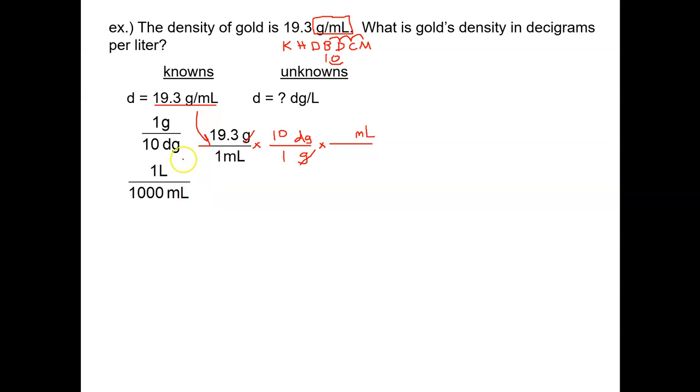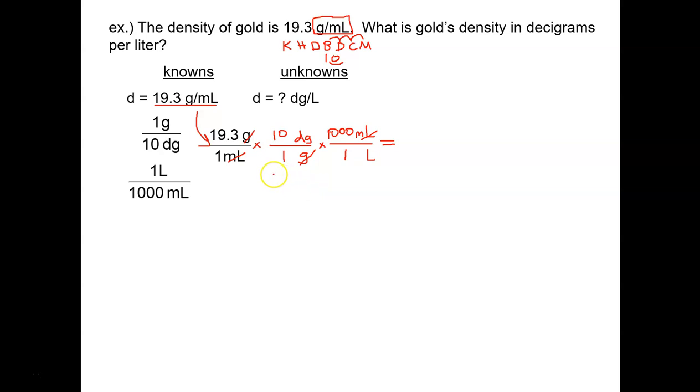What can I change milliliters into? Well, I already figured it out. I need to change it into liters. And notice I wanted liters on the bottom. It's going to end up being on the bottom. So milliliters is going to cancel. How many milliliters in a liter? We already figured this out earlier. It's 1,000 milliliters in a liter. All right, let's look and see what happened. Grams canceled. Milliliters canceled. I'm left with dg on the top, and I'm left with L on the bottom. So decigrams over liters. Well, that's what I wanted. Perfect.